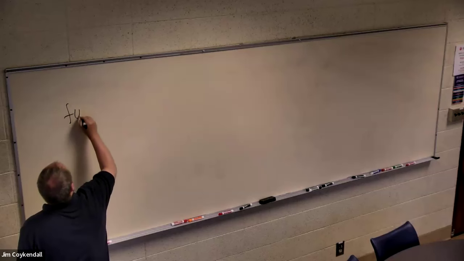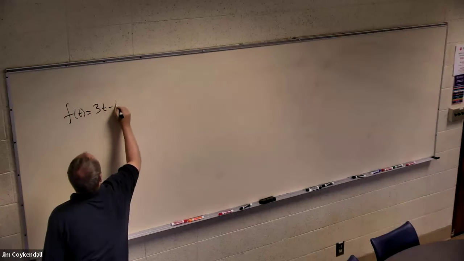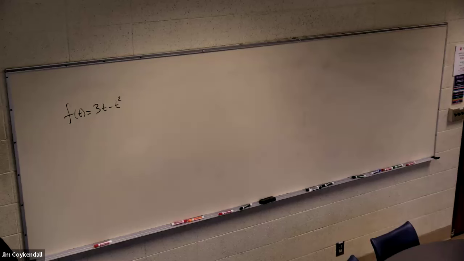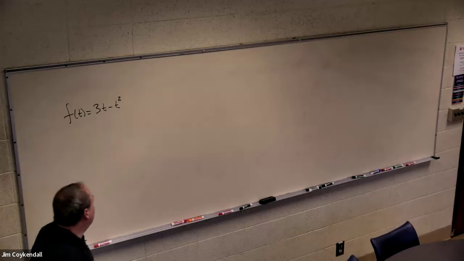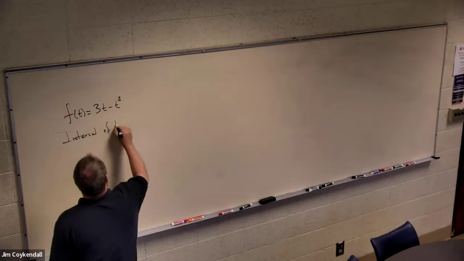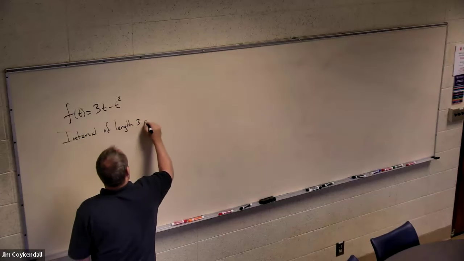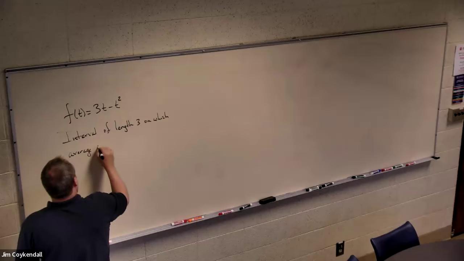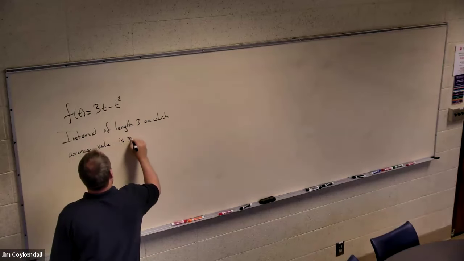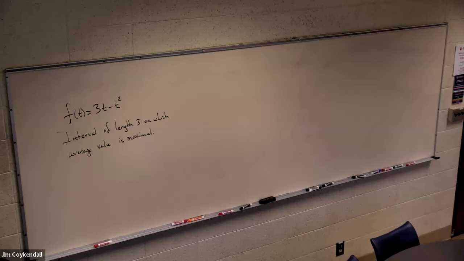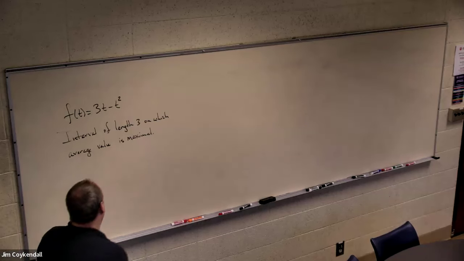So, the question is, you have this function here, f(t) is 3t minus t squared. And the problem says our aim is to find the interval of length 3 on which the average value of this function is as large as possible. For the first little part, I say, find a function that expresses the average value on the interval from x to x plus 3.